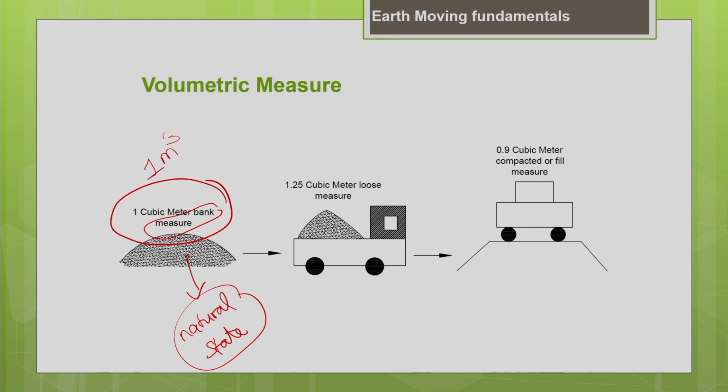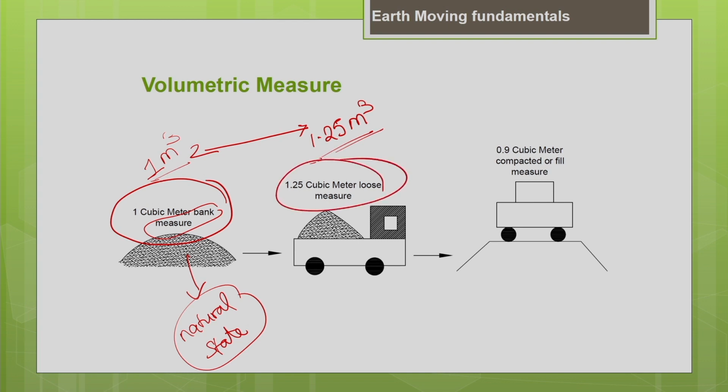Now you excavate the material with an excavating equipment and load it. Once you excavate it, what happens? The material gets loosened, so more voids will be created. Now it will expand and occupy more volume. So you can see that the loosened volume is 1.25 meter cube. You can compare: in natural state it is 1 meter cube, in loosened state it is 1.25 meter cube. It depends upon the type of material.